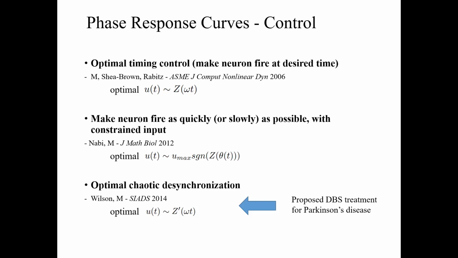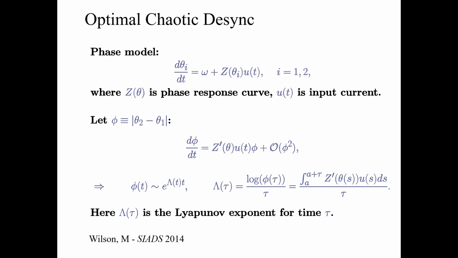It turns out for Parkinson's patients, the belief is the neurons are synchronized when you don't want them to be synchronized. And so you want to design a control input which desynchronizes the neural behavior. In a certain limit, the optimal input is just related to the derivative of the phase response curve. I will return a little later in the talk to this optimal timing control problem. But here, for optimal chaotic desynchronization, just to give you a flavor for how these calculations go.